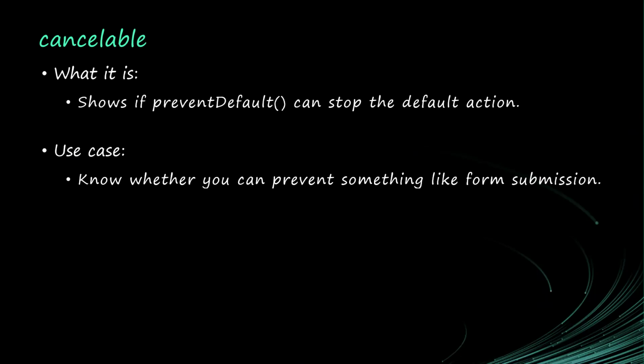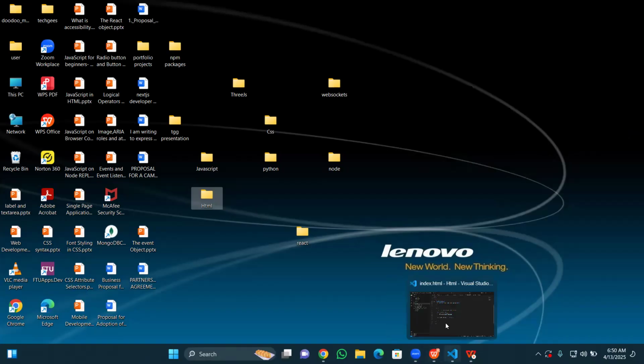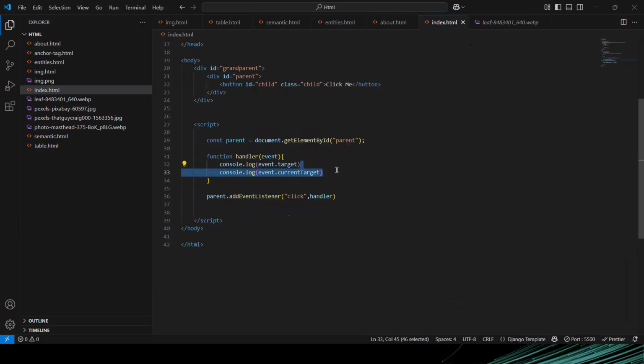So you use it when you want to know whether you can prevent something like form submission. So definitely cancelable is true, because on any element at all, you can actually prevent the default behavior. So definitely it's always true. All right. So if I go on now and say event.cancelable, right?